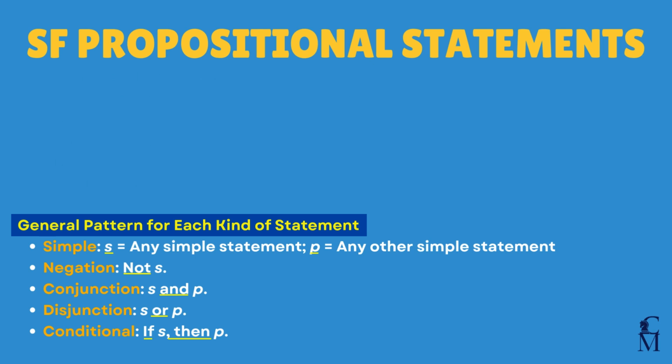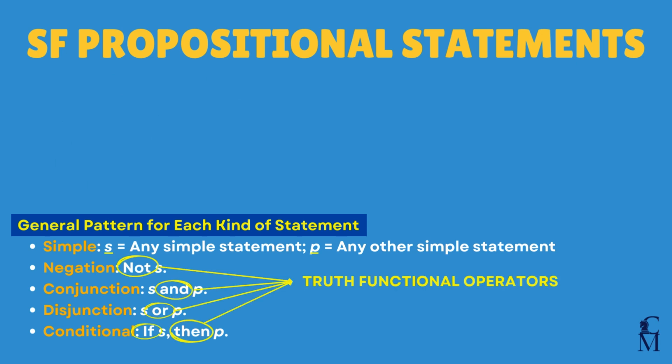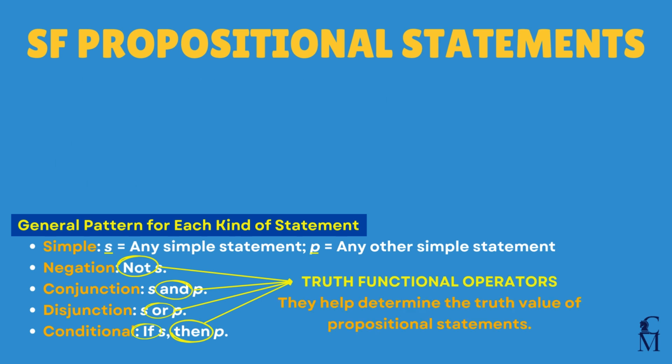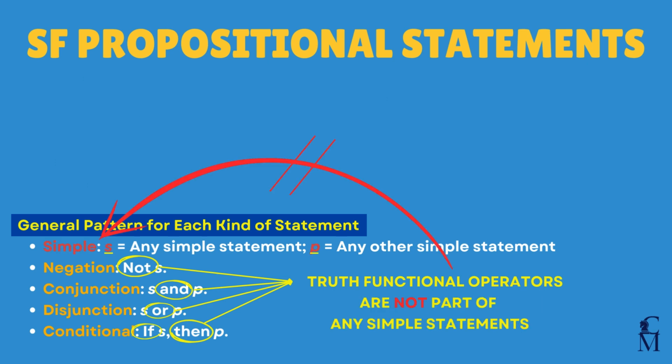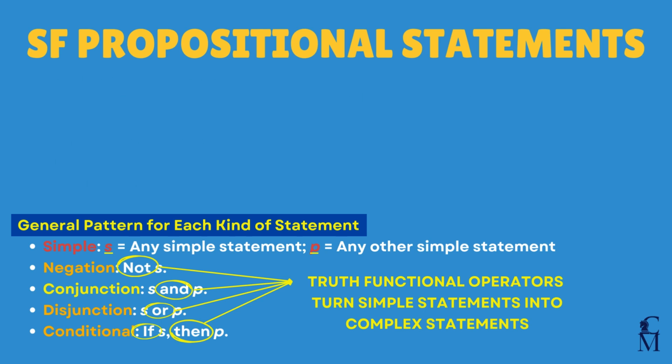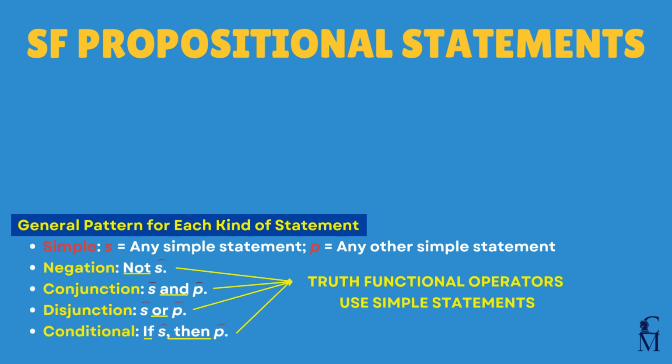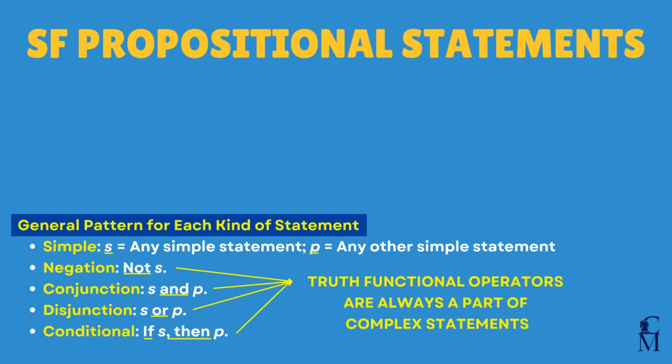The word or word phrase not, and, or, and if, then, are called truth functional operators because, as you will learn later on when we discuss evaluating statements, they help determine the truth value of a propositional statement. For now, simply keep in mind that these truth functional operators are not a part of any simple statement, but instead help turn a simple statement into a larger, more complex statement, like a negation, conjunction, disjunction, or conditional, when they are used with one or more simple statements. So, although they are not a part of any simple statement, they are always a part of more complex statements.